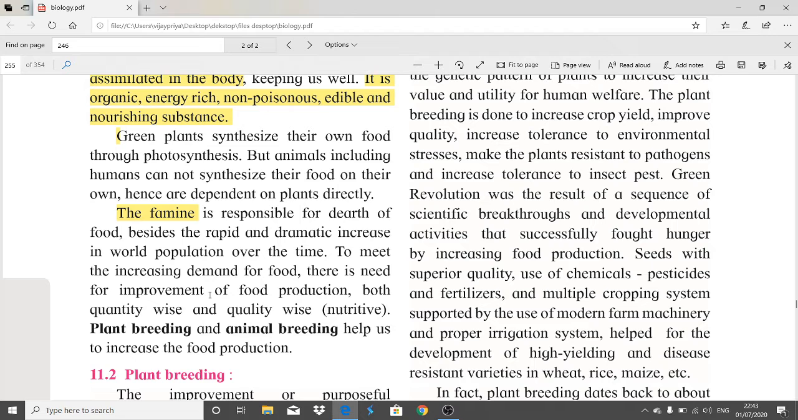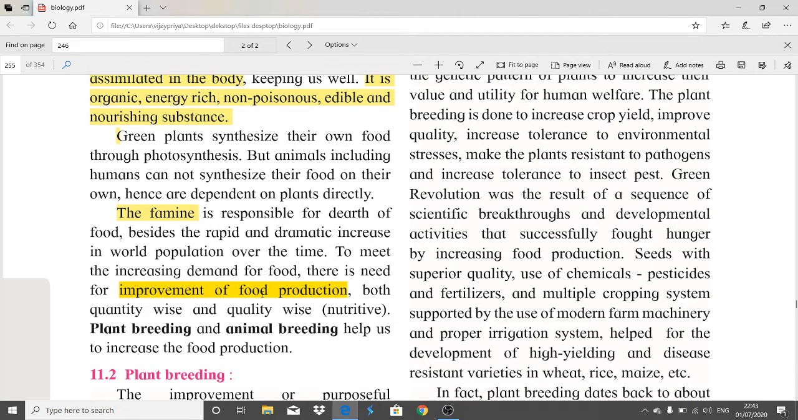So why is plant breeding important now? Because as we all know, human population is continuously increasing, but the land or the soil is just the same. The land area is constant, but there is an increase in the population. So what we need is the improvement of food production.